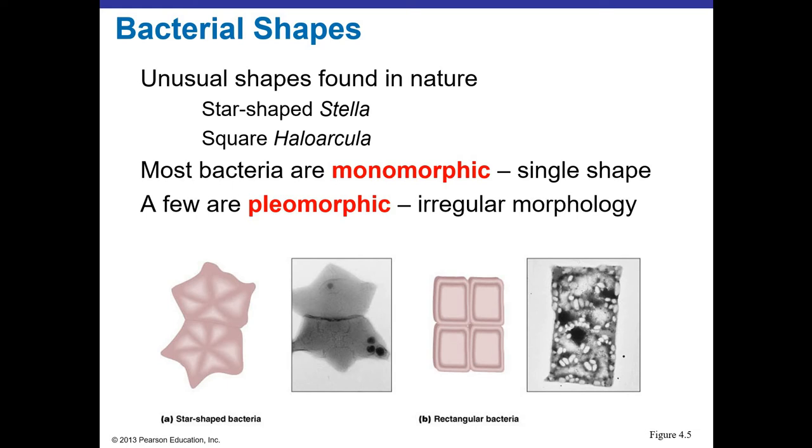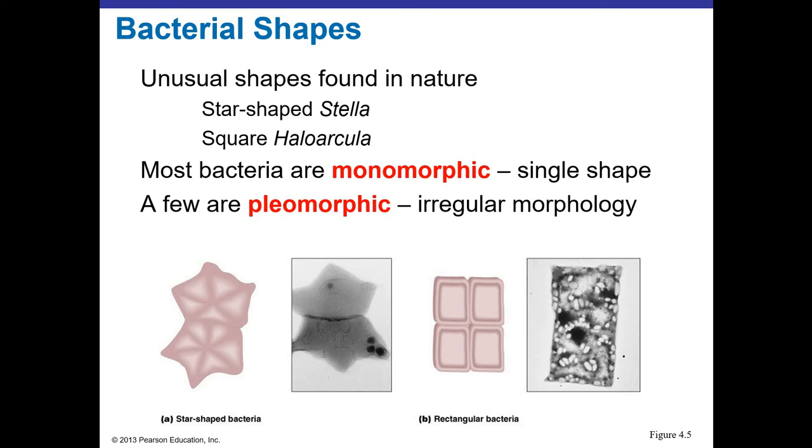So we can see star shapes like the Stella and the Haloarcula, but those are usually not clinically relevant. What is relevant is most bacteria are monomorphic. That means they have a single shape. That's important because they're going to look that way whether it's the first day or day 7 in their growth or during infection. So that single shape is important in our identification of the organisms.